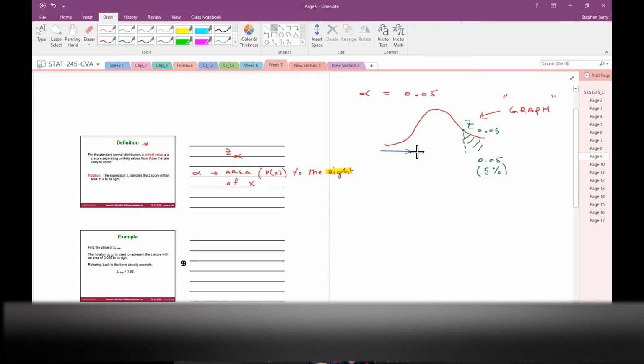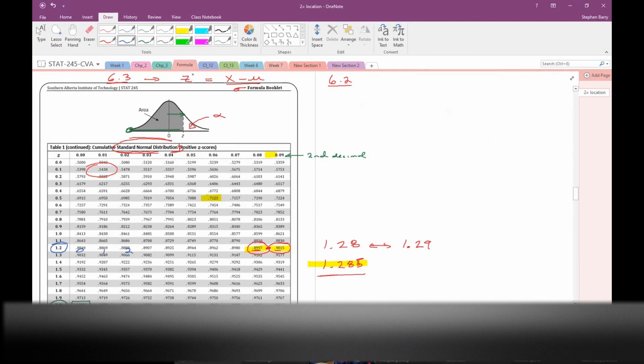And of course, if you're going to look it up on your formula sheet, you'd have to look up 0.95. Because again, that's how this chart is given. So that's why I'm bringing it up. It's an added level of complexity in a complicated world.